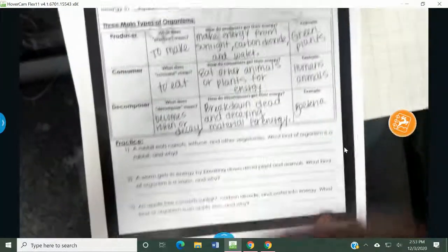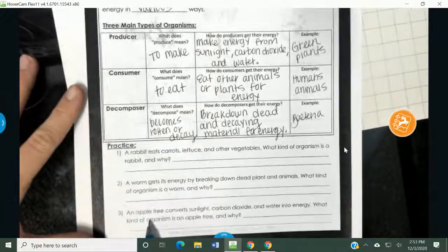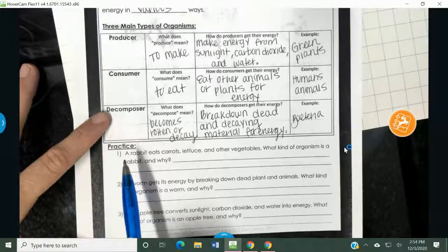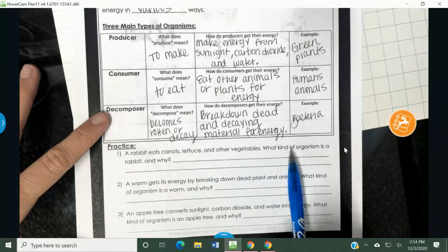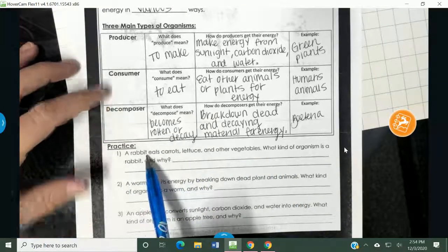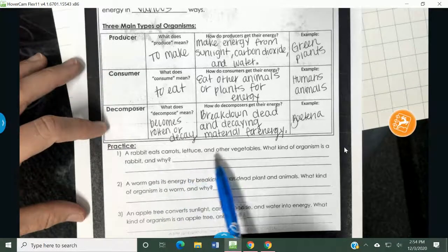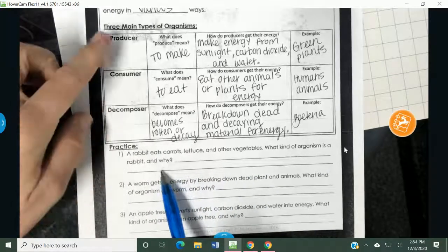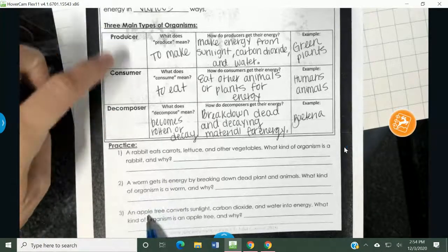So here's what I want you to do. Now you're going to identify the following three things as either a producer, consumer, or decomposer. So number one, a rabbit eats carrots, lettuce, and other vegetables. Which organism are they and why? So you're going to tell me if a rabbit is a producer, a consumer, or a decomposer. Write it in a complete sentence and tell me why you think they are each of those things. Which one is the rabbit? Same thing for a worm, and same thing for an apple tree.